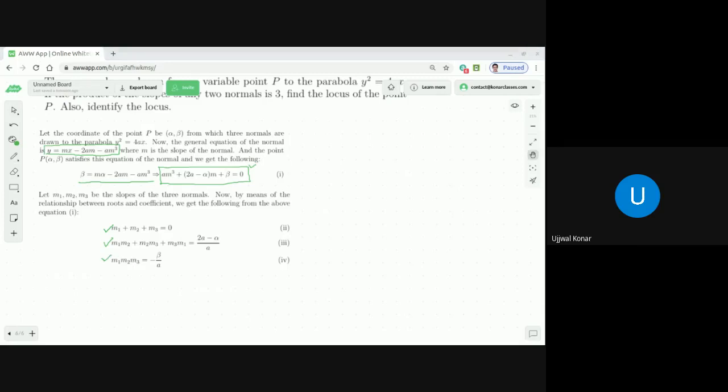Now, according to the given question, the product of the slopes of any two normals is 3. Let us assume m1 into m2 is equal to 3. Then if we assume that m1 into m2 is equal to 3, we are going to get this kind of equation. Just a minute, let me show it to you, and then we'll resume our discussion.